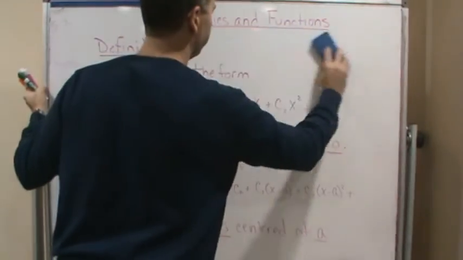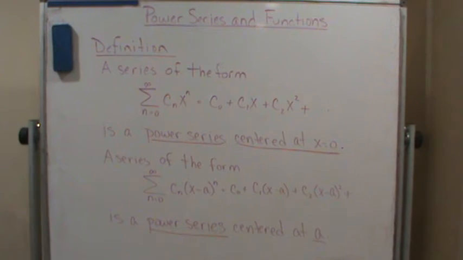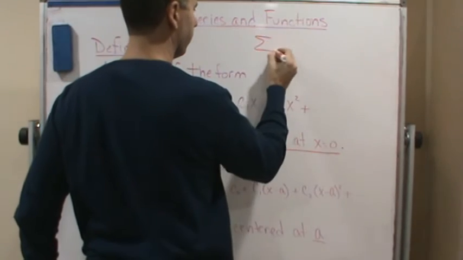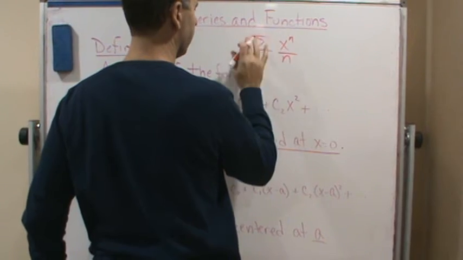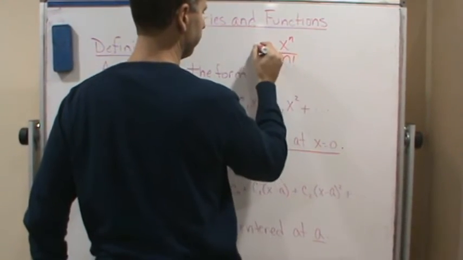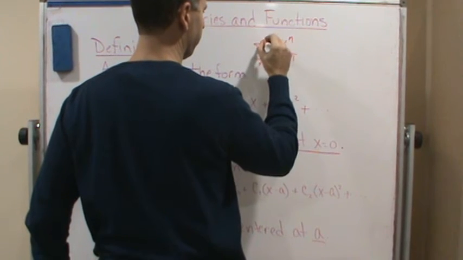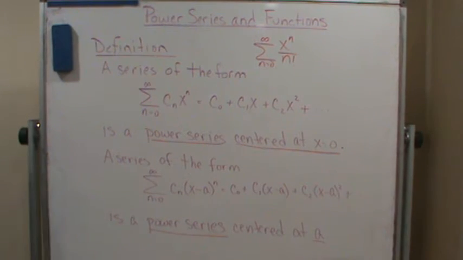Also, we could have something like this. Now again, we define 0 factorial as 1, and any value x to the 0 is also 1. We also define x minus a to the 0 power as 1, even when x equals 0 and x equals a. Okay, let's see what else. So that represents a power series centered at 0.